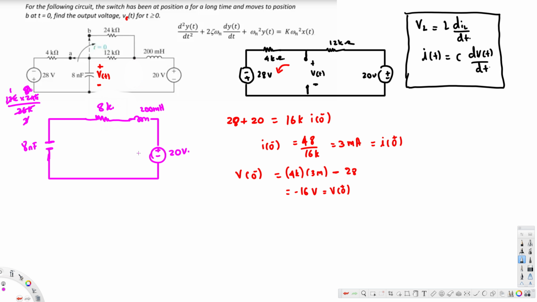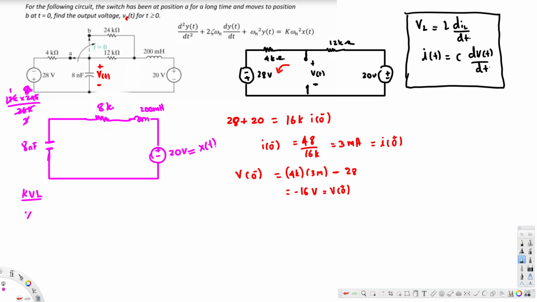Now we can create the equation using Kirchhoff's voltage law. Kirchhoff's voltage law says that voltage in is equal to voltage out, or the addition of all the voltages in a loop should be equal to 0. These are two valid statements for Kirchhoff's voltage law. Now here we can say this 20 volts is the voltage in, right? This is our voltage source. So we can say this is equal to x of t.